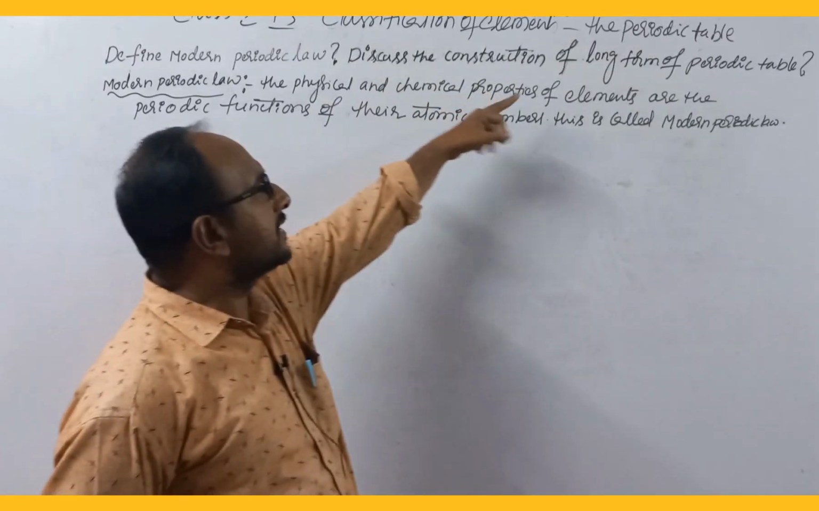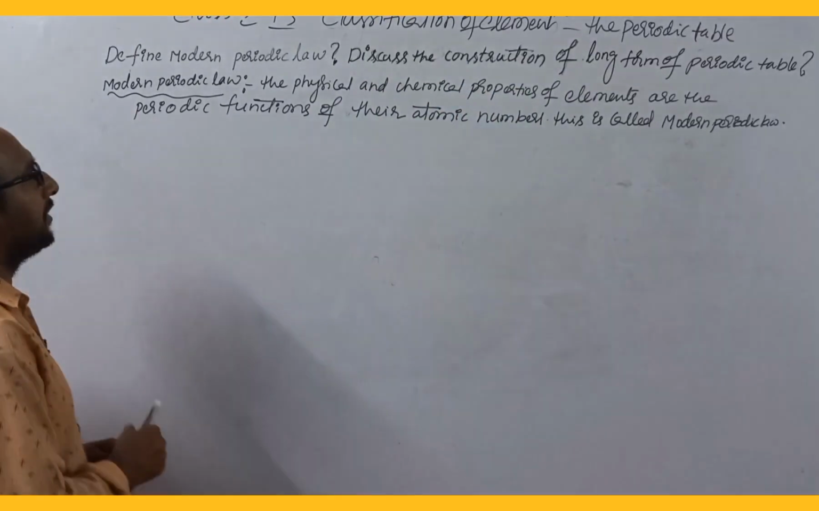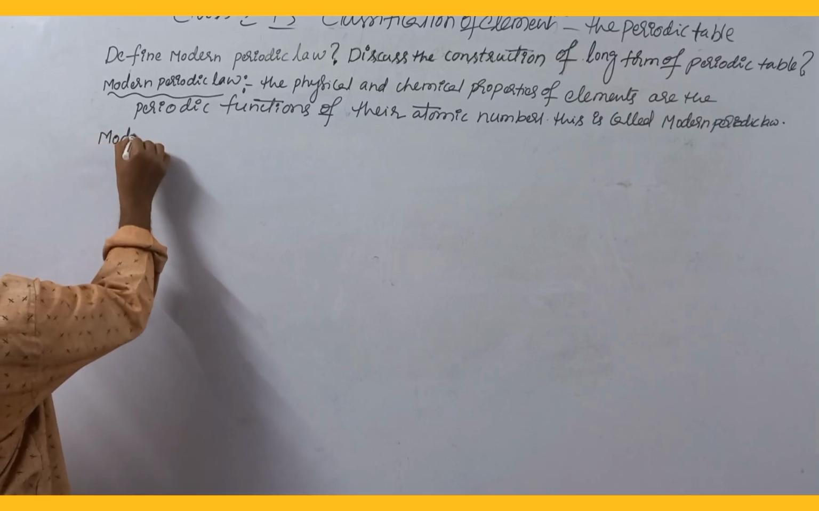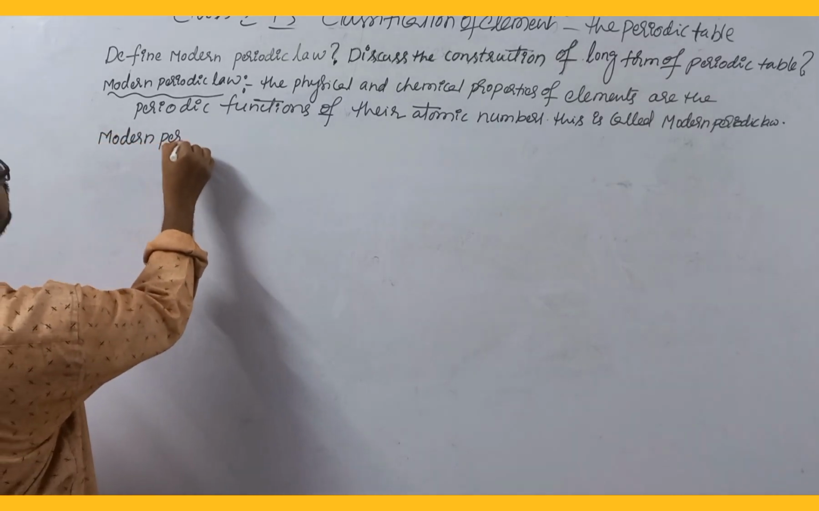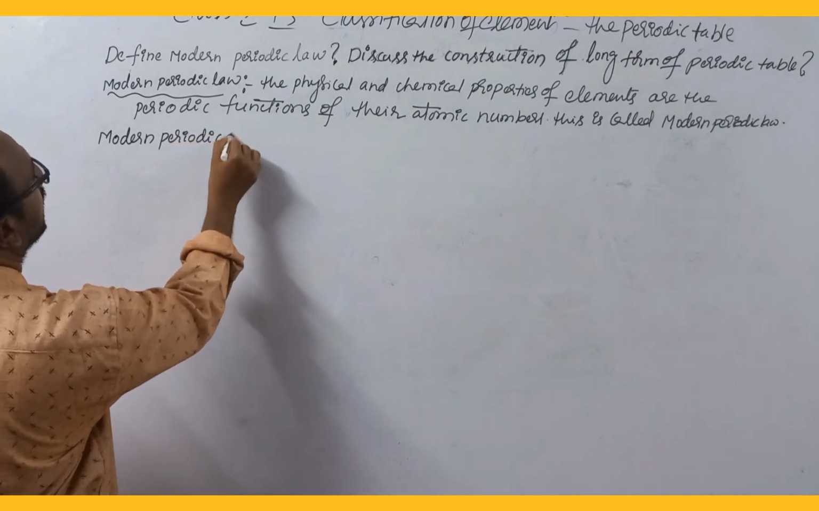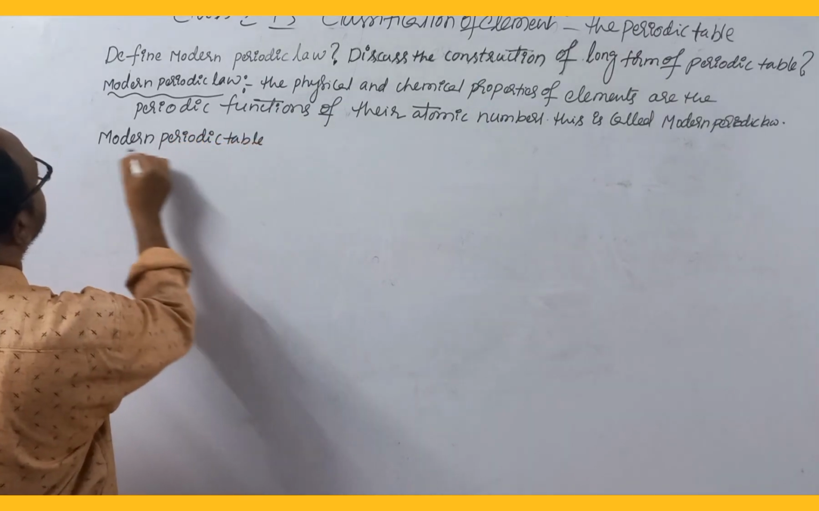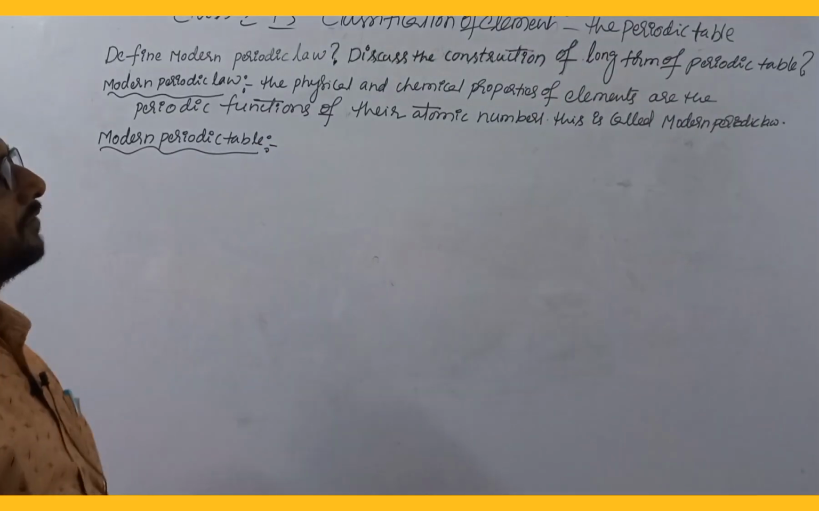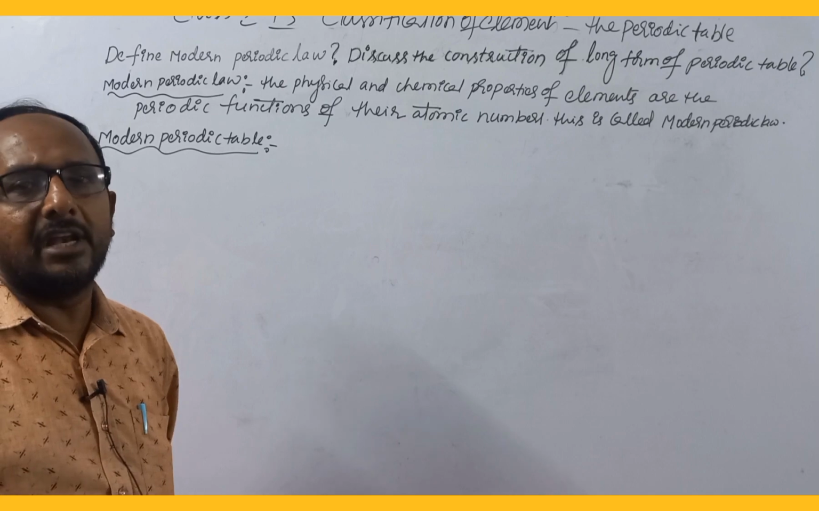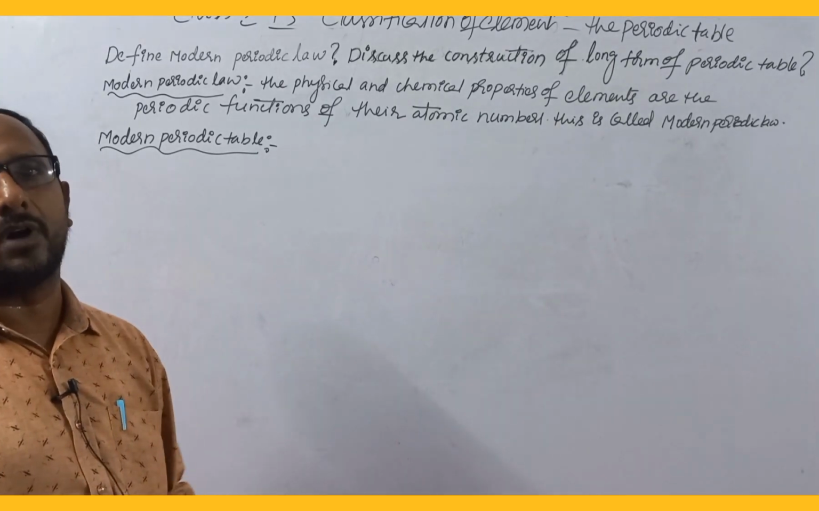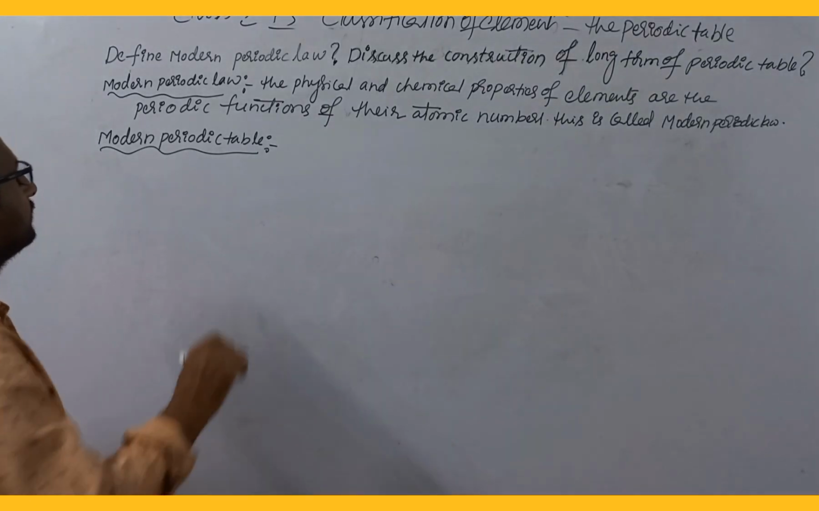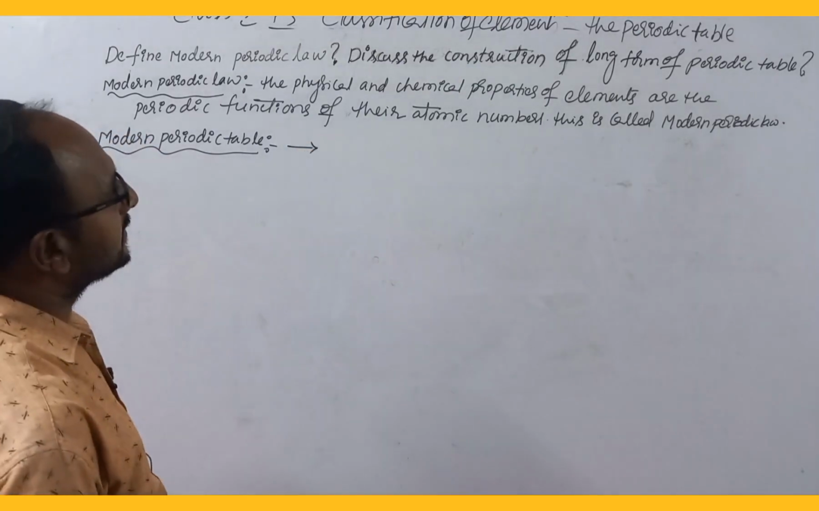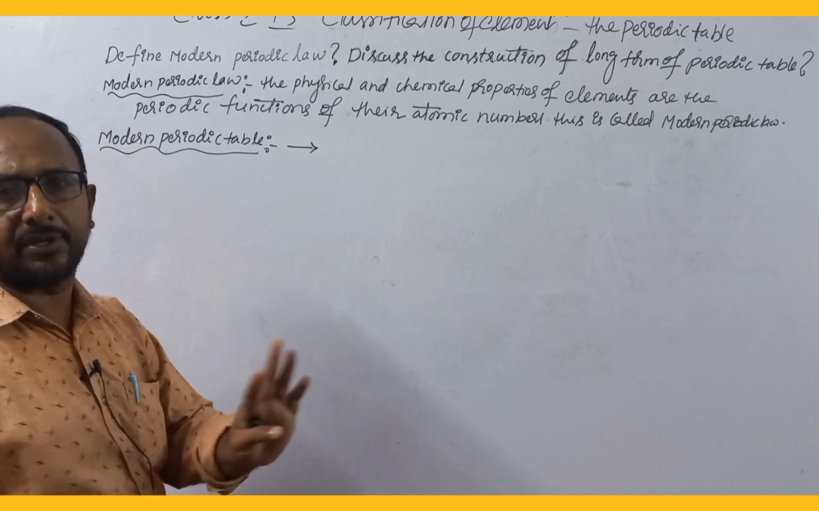Next, discuss the construction of the long form of periodic table. The long form of periodic table can also be called the modern periodic table. Another name for the modern periodic table is the long form of periodic table. Mendeleev's periodic table is a short form of periodic table. So what are the main important features present in this modern periodic table?